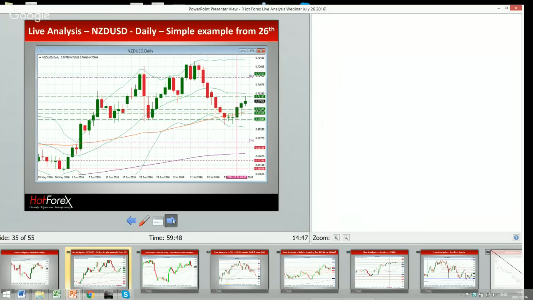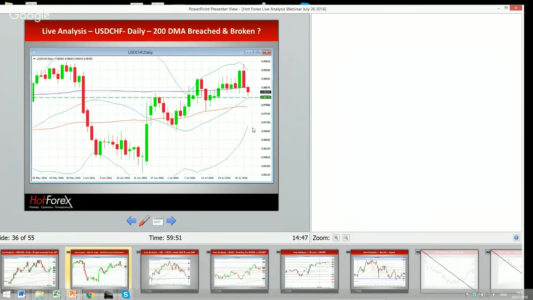The other one that's caught my eye today in particular is the Swiss franc, dollar Swiss franc. The daily yesterday broke through and breached, significantly, the 200-day moving average. Remember I was talking about the 200-day moving average as being a clear support level. So again here we've got support for 1, 2, 3, 4, 5, 6 days, broken through today. So we'll see where we finish.